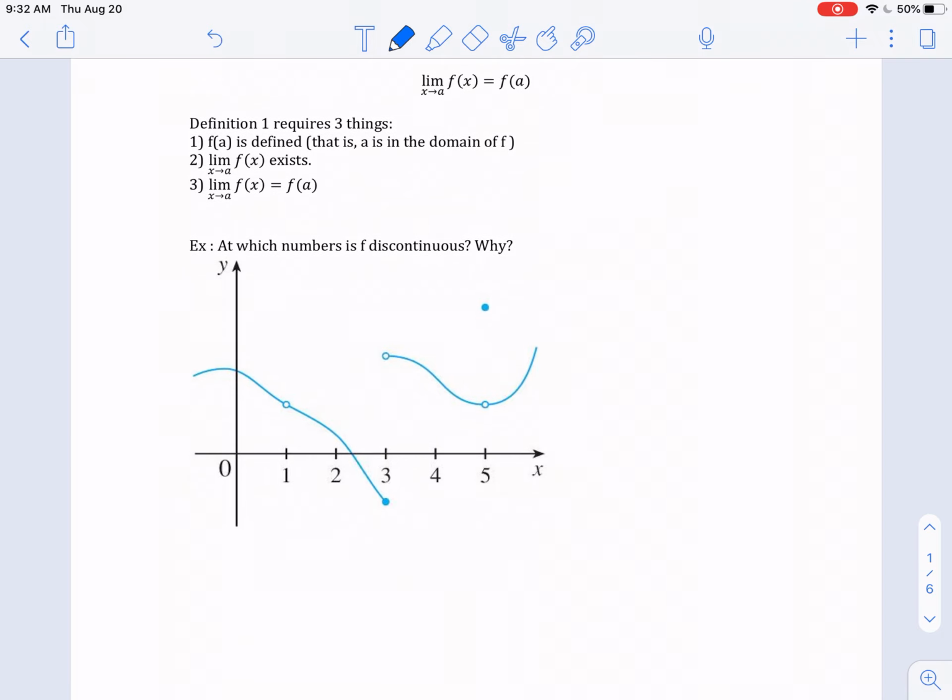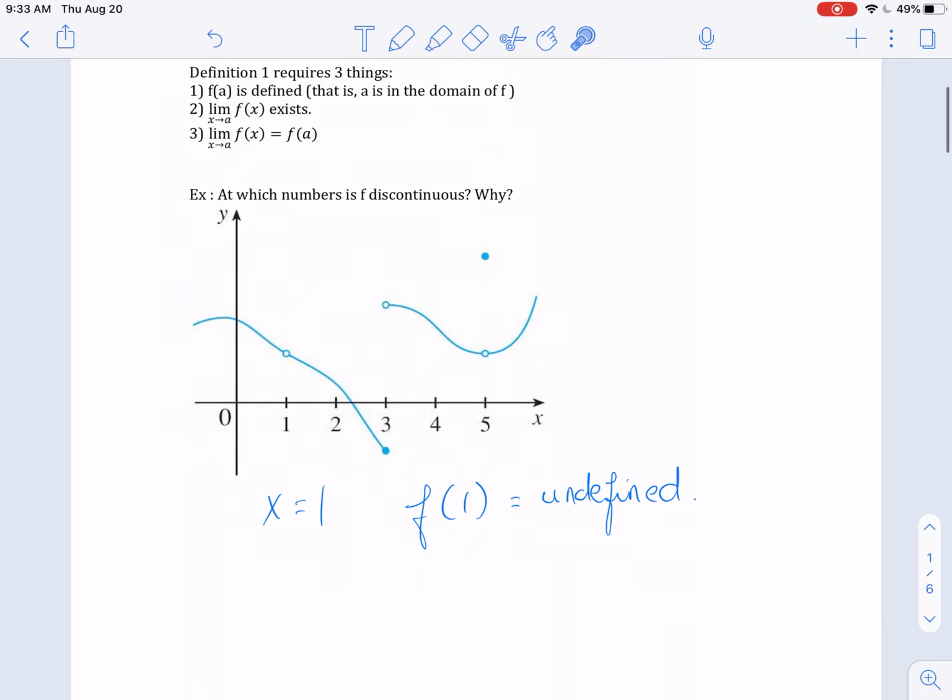So let's take a look at x equals 1. For x equals 1, clearly you can see that the function is not defined, therefore it's not continuous at that point. So f of 1 is not defined. So clearly f is not continuous at x equals 1. Now let's take a look at the next one, which is x equals 3.